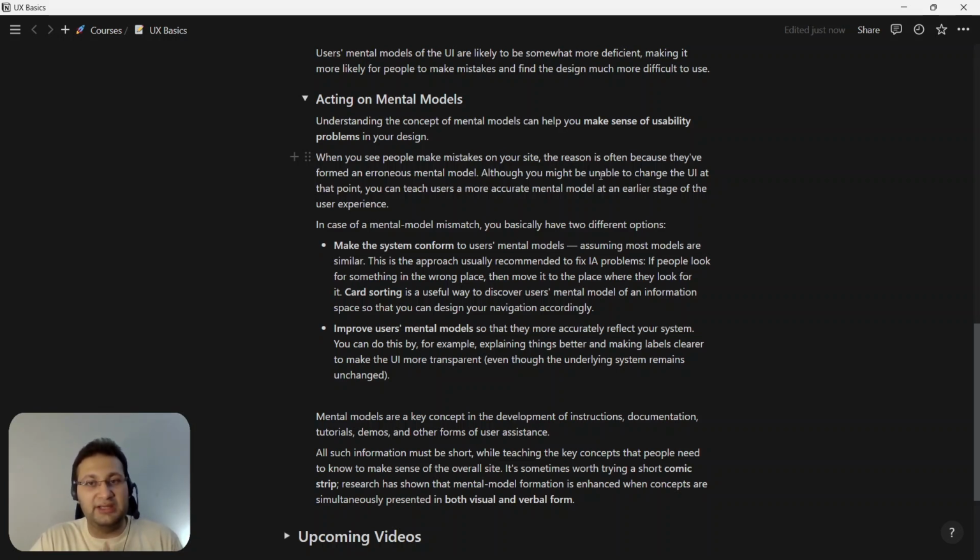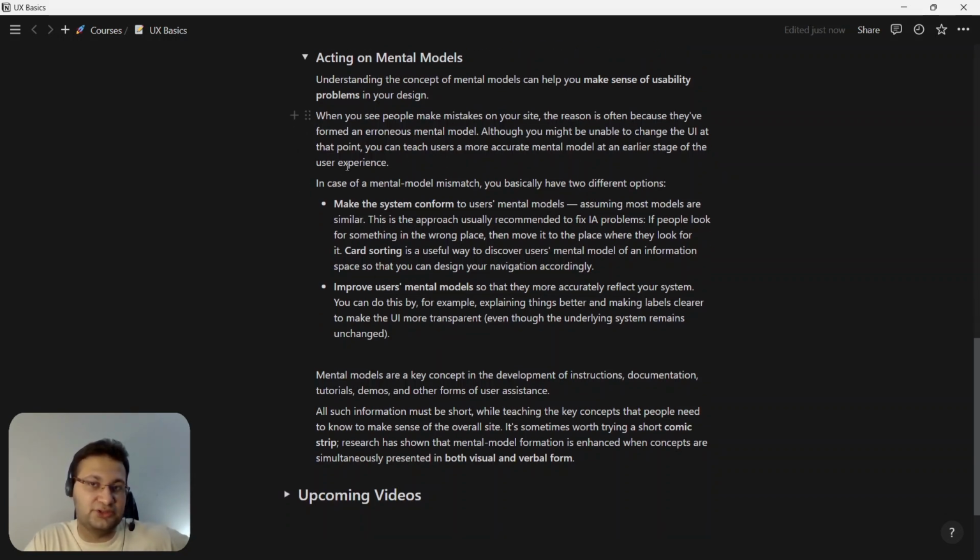Although you might be unable to change the UI at that point, you can teach users a more accurate mental model at an earlier stage of the user experience. So if you have seen that users are forming incorrect mental models, what you can have is interventions. You can sort of educate them on how the system works.